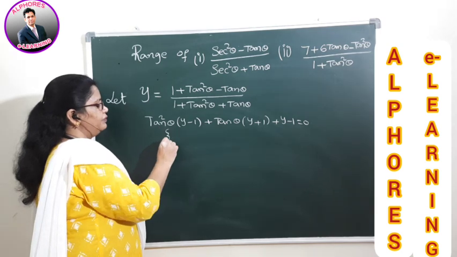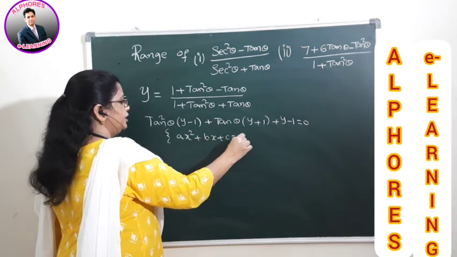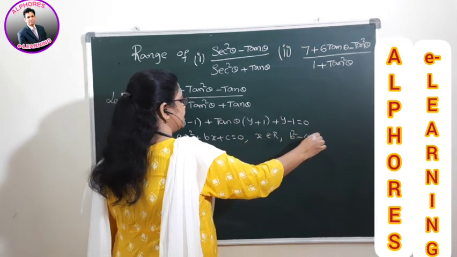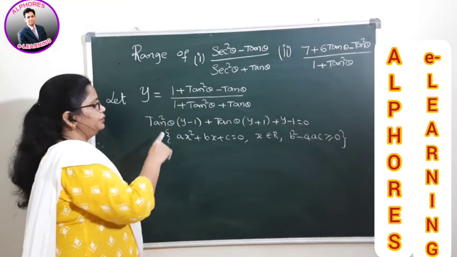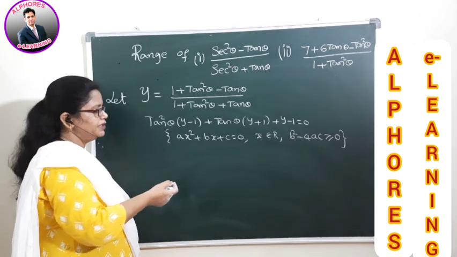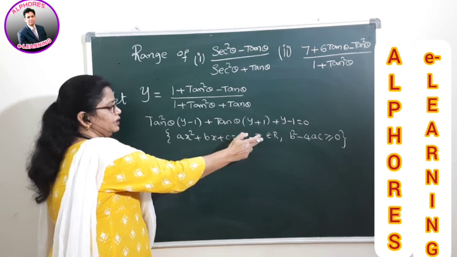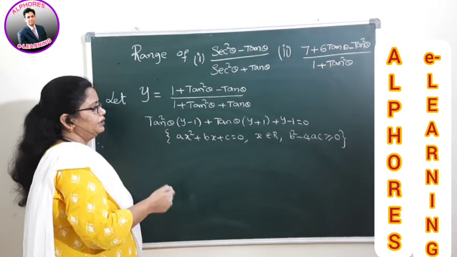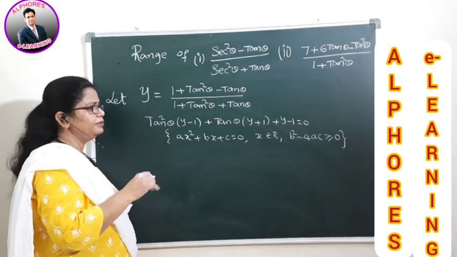Now it is of what form exactly? Ax square plus bx plus c is 0. Therefore, whenever x is real, we write the discriminant value as greater than or equal to 0. Here also, the range of tan theta is all the real numbers under a suitable domain. Therefore, as tan theta belongs to R and it is a quadratic equation in tan theta, we make use of discriminant greater than or equal to 0.